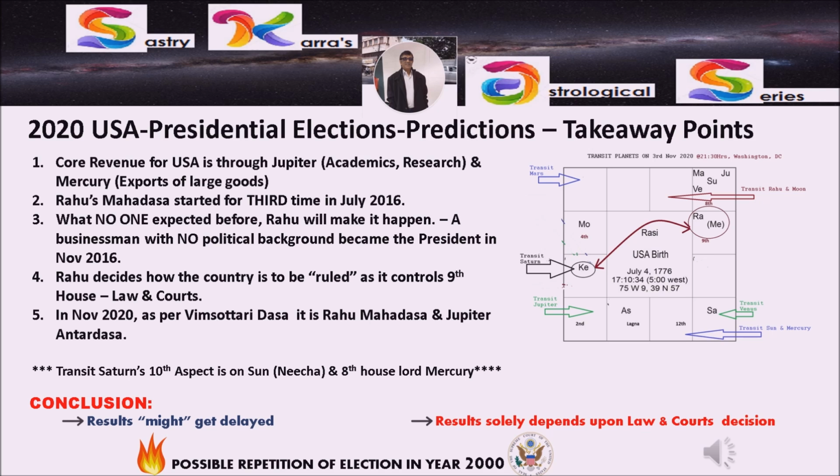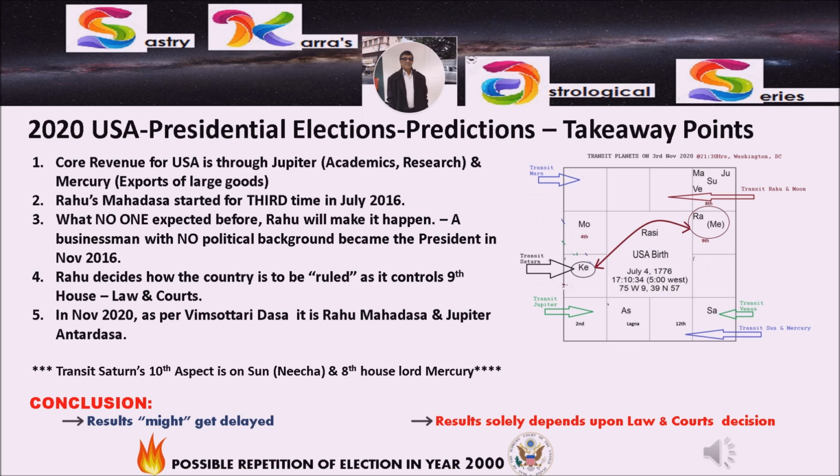And the last conclusion that I am trying to tell here is there is an extremely high possibility for a repetition of the election that happened in the year 2000, where the courts came into the picture and declared who would be the president of the country. I hope I explained to the best I can, at least in these takeaway points, in simple English.